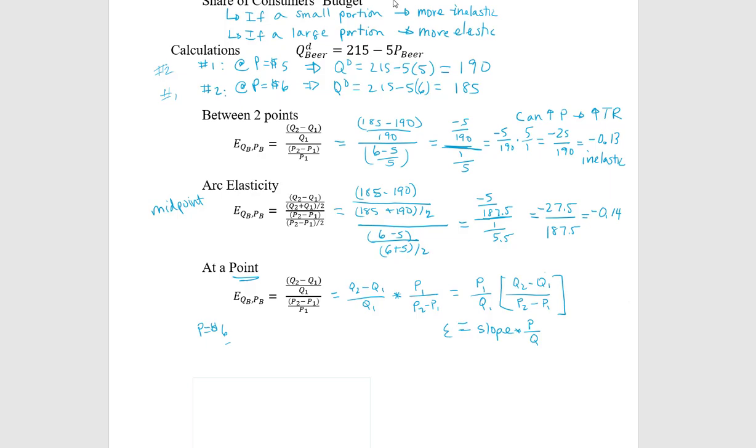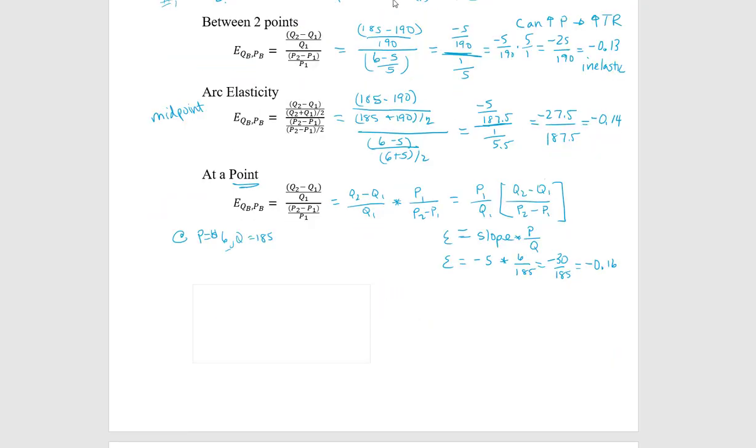So let's do the example here that I started. At a price of $6, we already know the quantity is going to be 185. We found that earlier. So the elasticity is going to be minus 5, that's our slope, times price, which is 6, and quantity, which is 185. So I get minus 30 over 185, or an elasticity of minus 0.16. So at $6, our demand curve is inelastic. We know then we could increase the price just off that one-point slope formula.